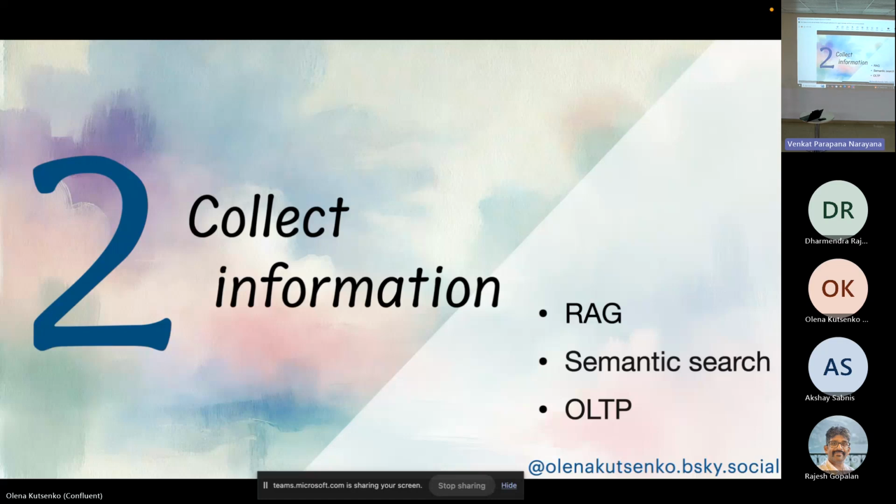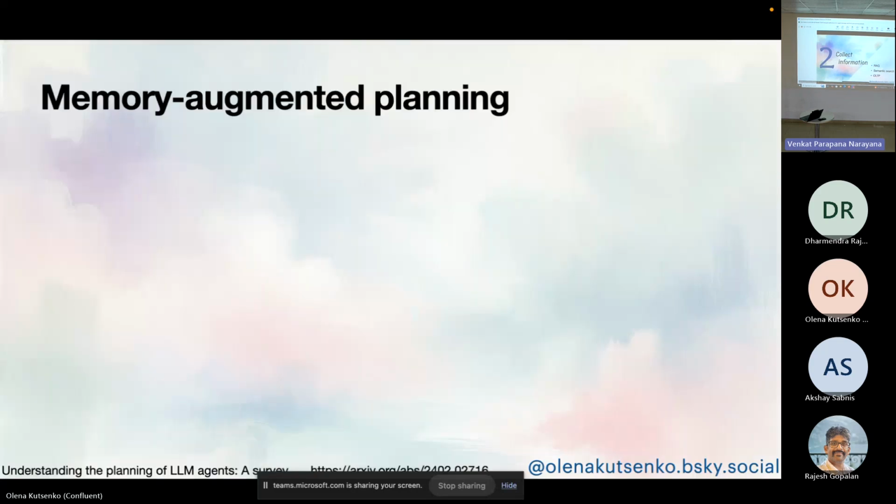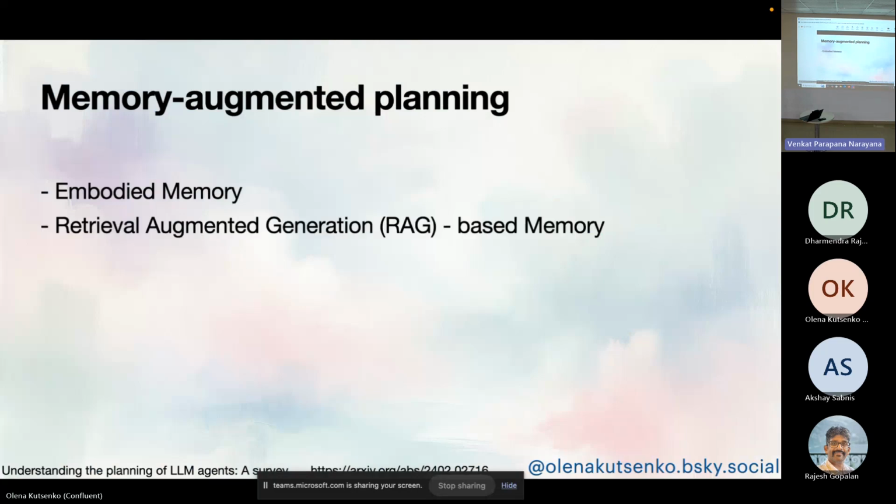So when we are talking about agentic systems and how we are collecting the information or how we are working with the data, we can distinguish it into two groups. The first one is embodied memory, which we have in the model itself. So this is the data on which the model was trained or fine-tuned. And this is quite powerful.